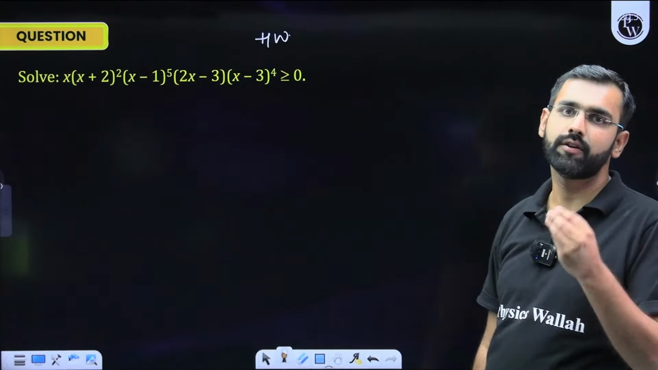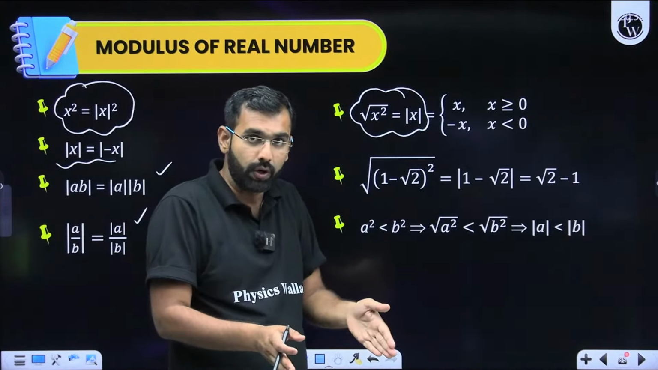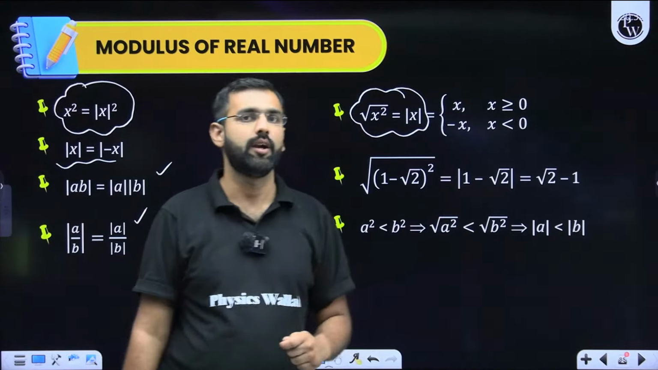I hope you are all clearly aware that the square root of x squared is mod x. I hope you do remember it. For example, the square root of (1 minus root 2) squared will not be 1 minus root 2, because 1 minus root 2 is negative. So I am supposed to put modulus over it, and when modulus is removed, it becomes root 2 minus 1, the non-negative value. Getting it, everyone?